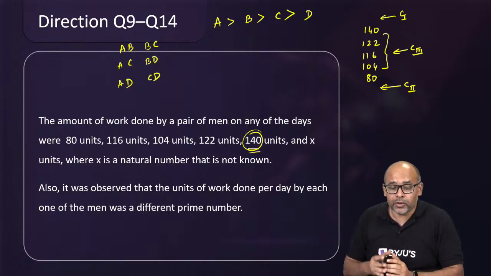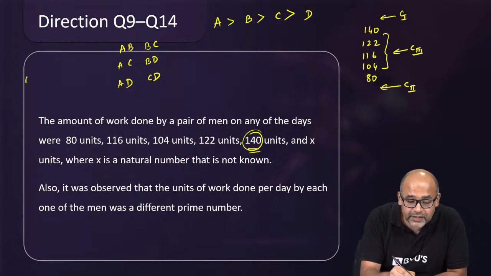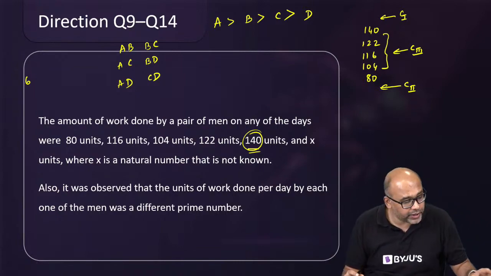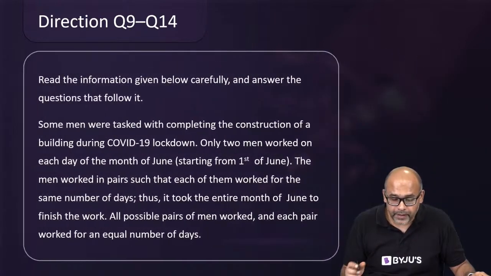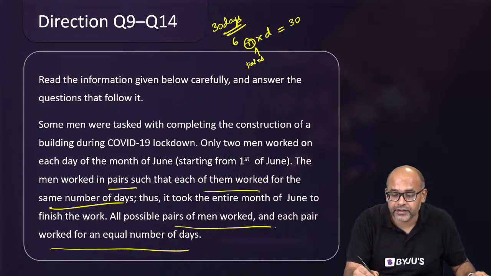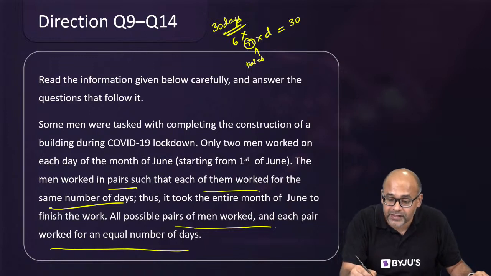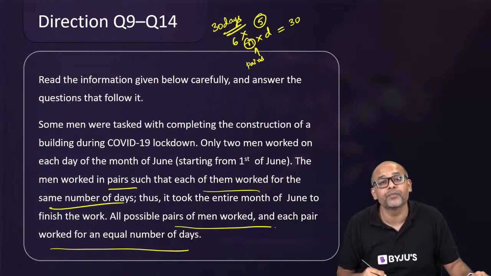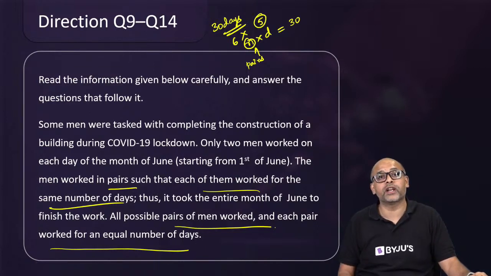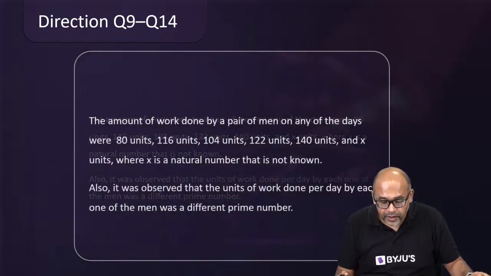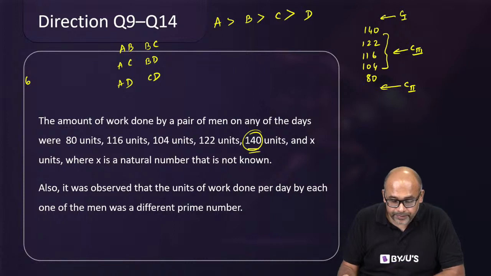Now let's analyze case number 1. What does case number 1 tell you? By the way, if there are 6 pairs, as we just saw in the previous slide, the number of pairs times the number of days each pair is working should give you 30, which means each pair will work for 5 days. Keep that in mind.